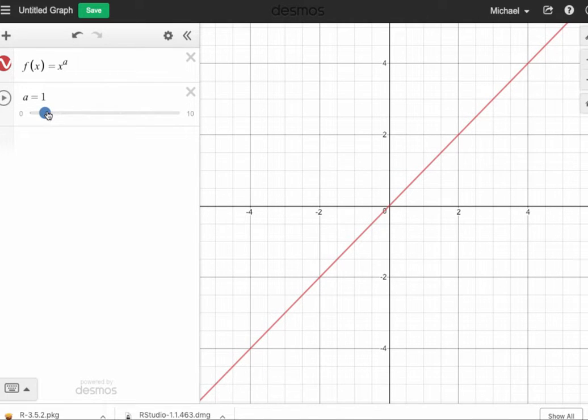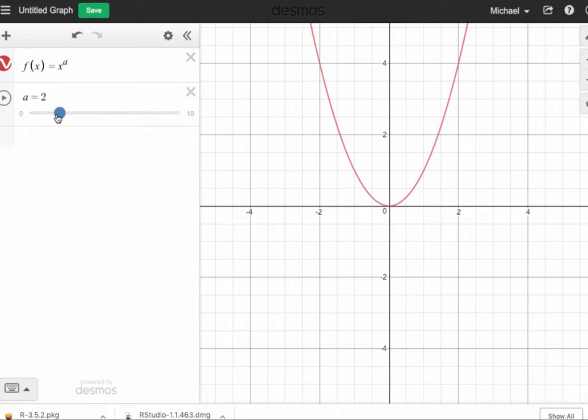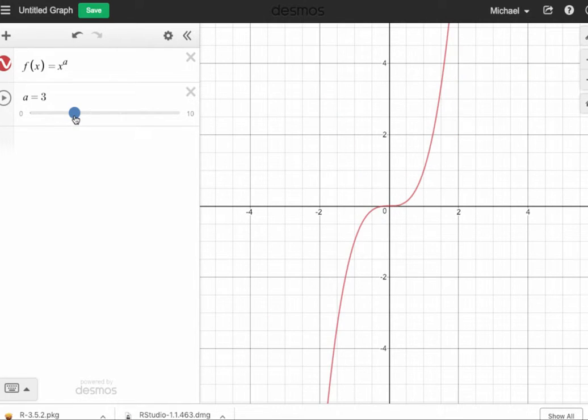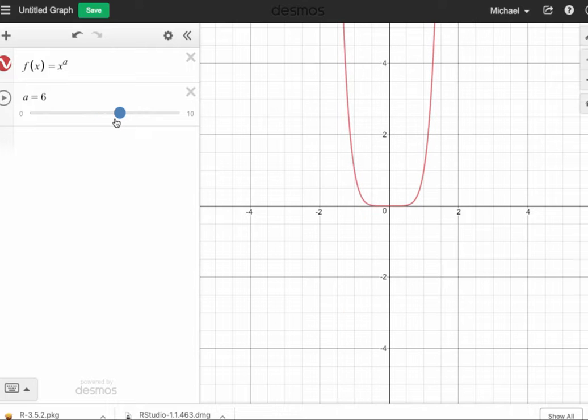So if I bump a to 2, then notice we get the parabola. I bump a to 3, and we get the cubic. I bump a to 4 and we get something that looks like a parabola. I bump a to 5, something that looks like a cubic. 6, parabola; 7, cubic. Obviously they're different, but they exhibit similar behavior to both the parabola and the cubic.